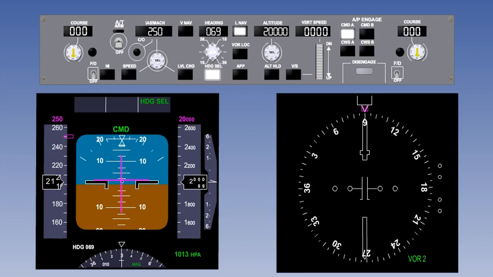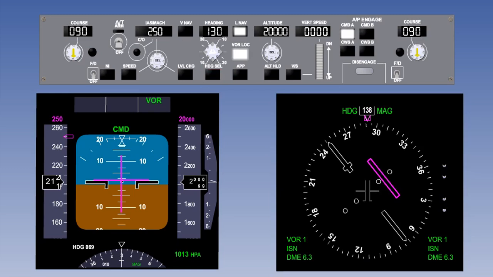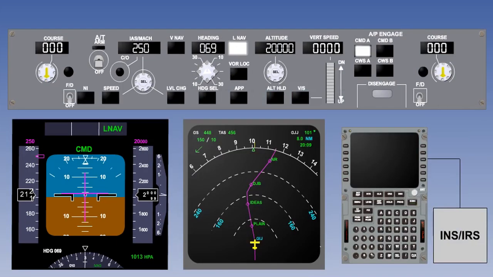During this lesson, you have learned about the roll modes of the Autoflight system, including heading select and hold, VOR lock, and lateral navigation.